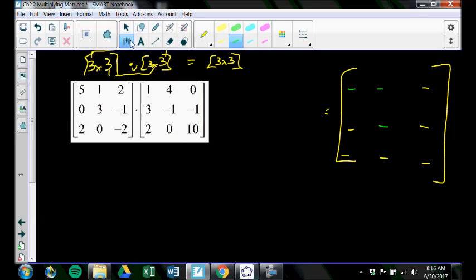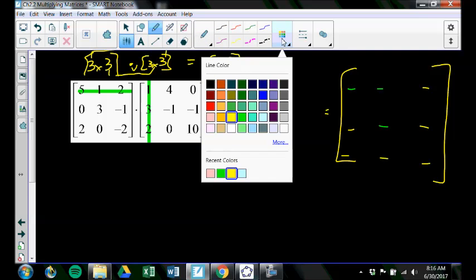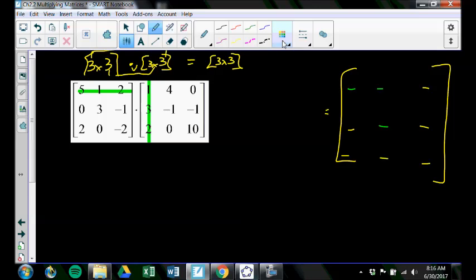So I'm going to start by doing top left. I'm turning the top row onto the left column. Well, 5 times 1 is 5. 1 times 3 is 3. 2 times 2 is 4. I add those up and I get 12. The top left cell is just 12. So these matrix products will always have single numbers in their cells. Not some arithmetic, not some expression, just a single value.